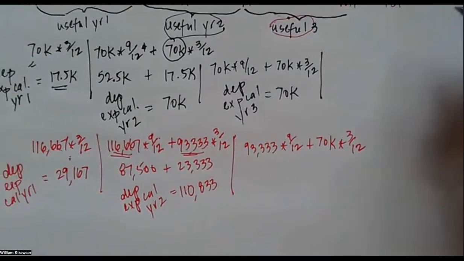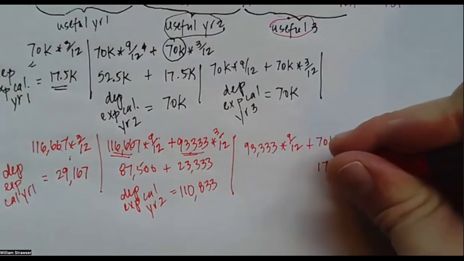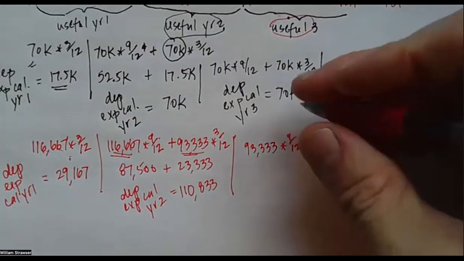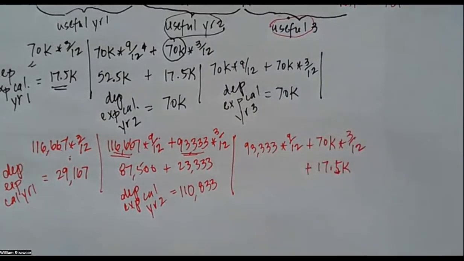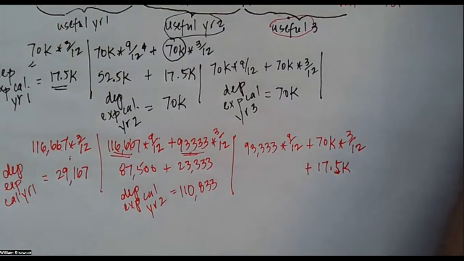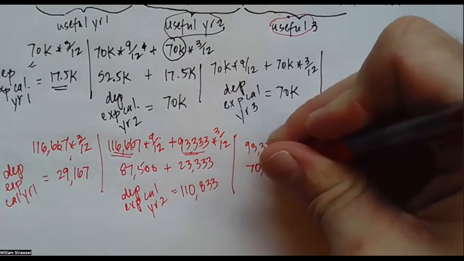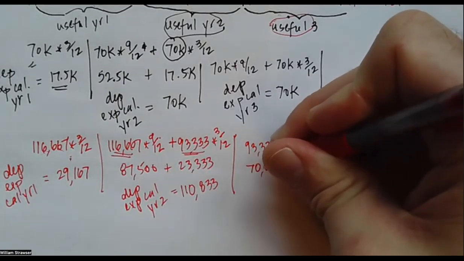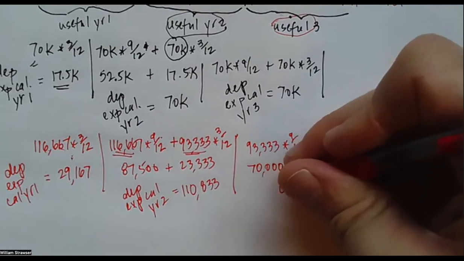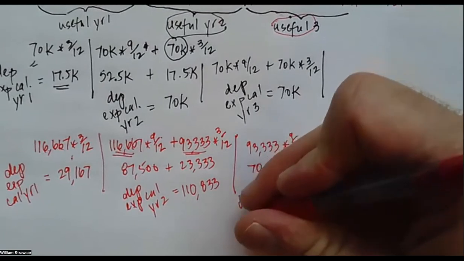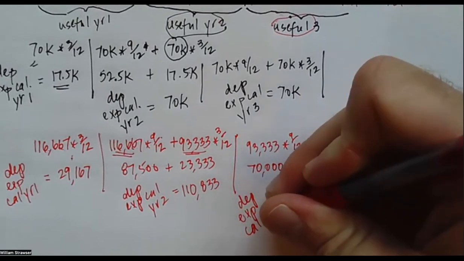So we've already done 70,000 times 3/12. We know that's 17,500 from the top example. It just happened to be the same depreciation estimate as our straight line. And we take 93,333, multiply it by 75%. And it actually comes out to something very close to 70,000, 69,999.75. So we'll just round that. 87,500 is the depreciation expense for calendar year 3.